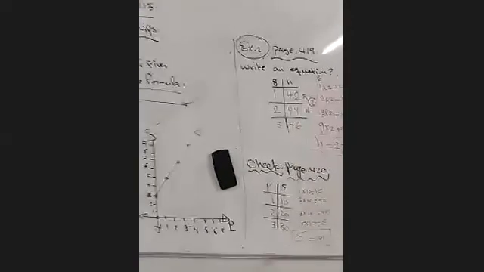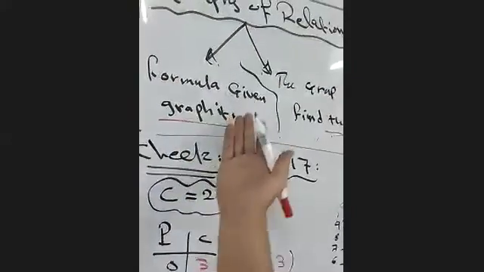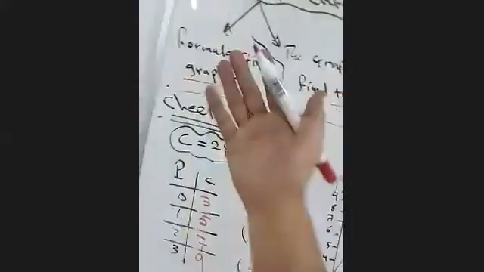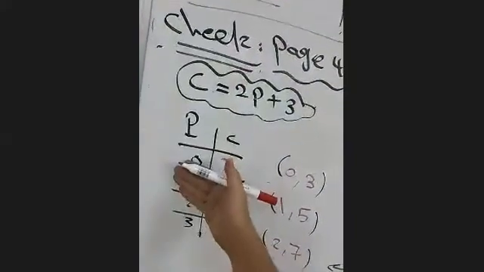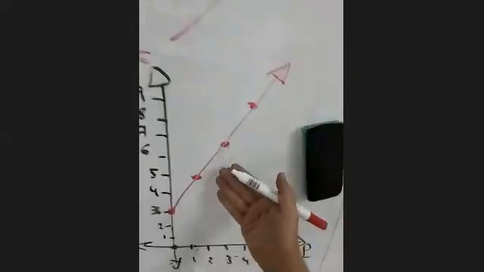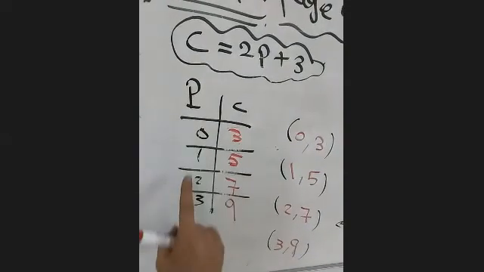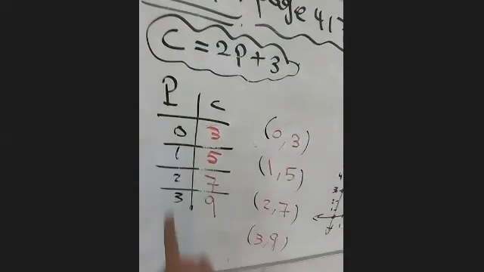Now, in your homework, guys, you have 4 questions. The first 2 questions are about the first idea, where the formula is given and you will graph. How do you graph? You make the table, you find the ordered pairs, you graph them and make your line. If the numbers are not given, you choose numbers 0, 1, 2, 3. It's enough. It's easy.